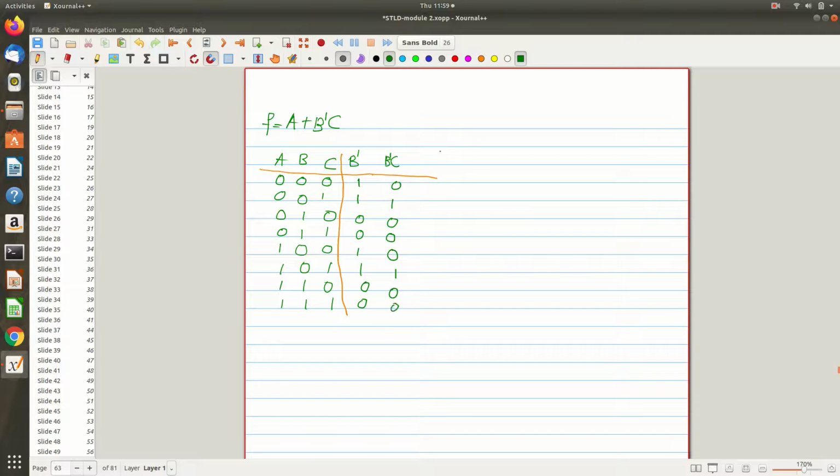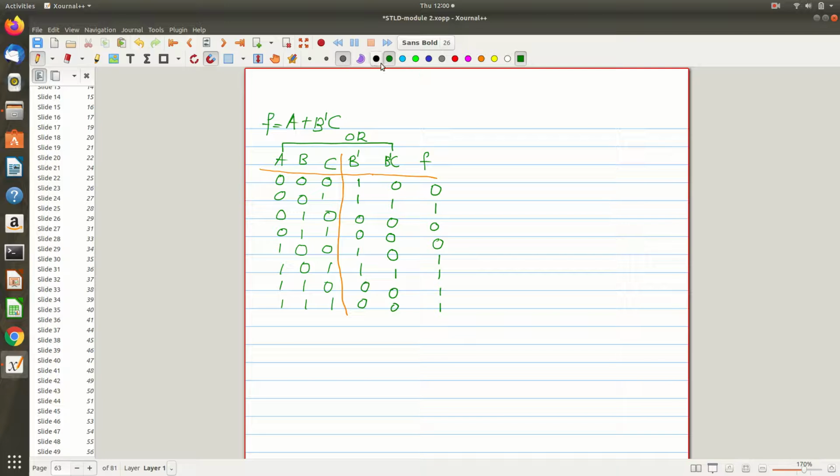Now tell me what f is. That is our final function. f is a plus b dash c, so you have to perform the OR operation between a and b dash c. Keep that in mind. So finally this f will be 0 dot 0. Just look at these two entries: 0, then 0 or 1, that is 1, 0, again 0, again 1, 1, then these are all ones. So this is my function.